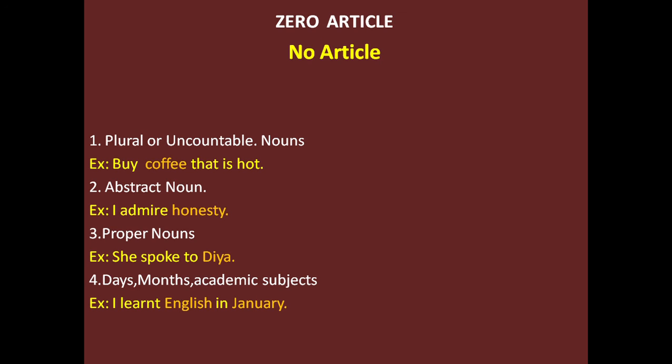Also before abstract nouns. Beauty, honesty. I admire, you don't say, a honesty or the honesty. You can say, I admire the honest person in him, but honesty becomes an abstract noun. Honest person becomes adjective. Also before proper nouns, days, months. You cannot say I learnt the English, you should say I learnt English.